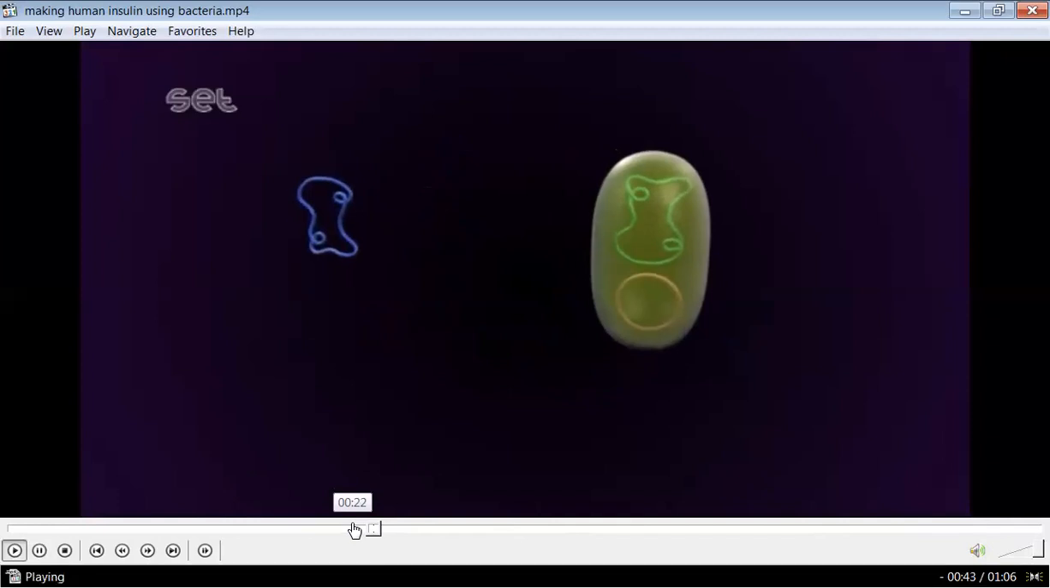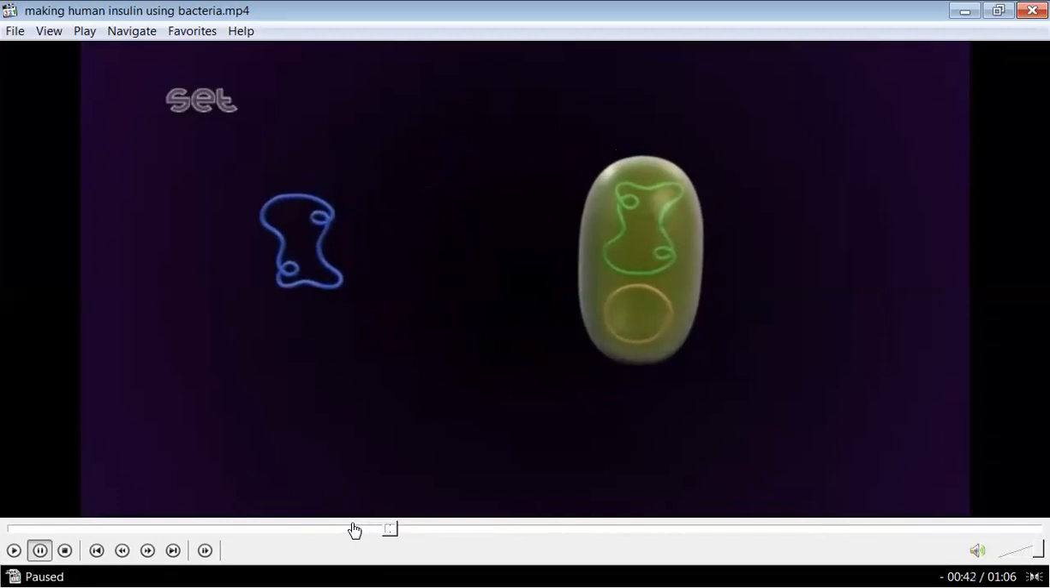Let's see together, okay? So as we said, on your right, this is the bacteria cell, and on your left, these are the genes for insulin.